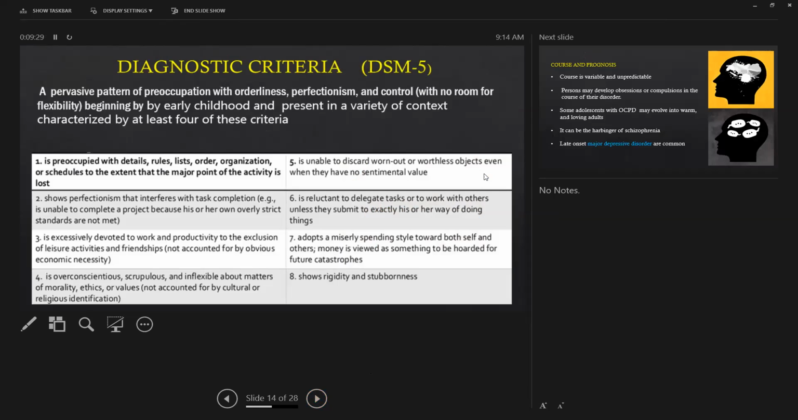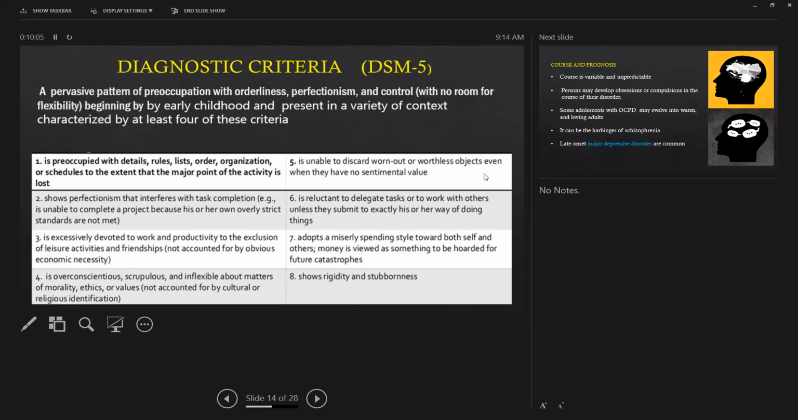Coming towards the diagnostic criteria, the DSM-5 states a pervasive pattern of preoccupation with orderliness, perfectionism, and control, with no room for flexibility, beginning by early childhood, present in a variety of contexts, characterized by at least 4 of these criteria. That is, preoccupation with details, rules, lists, or schedules to the extent that the major point of the activity is lost. Shows perfectionism that interferes with task completion, that is, they're unable to complete a project because their own strict standards are not met.